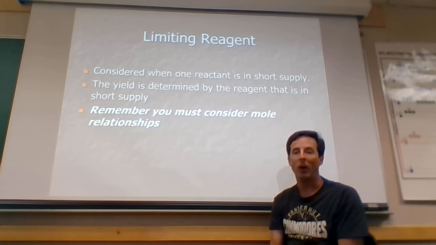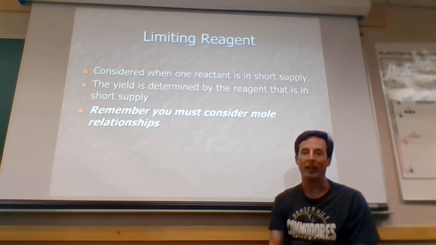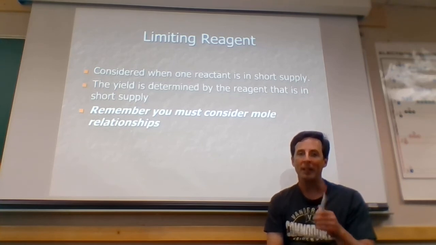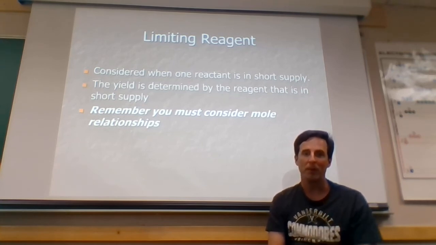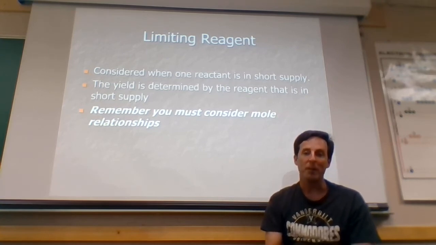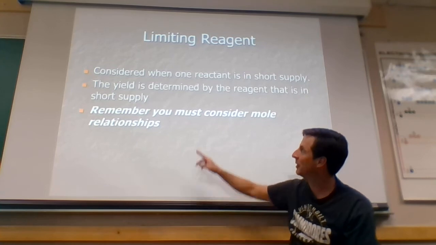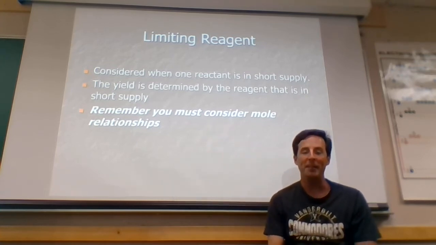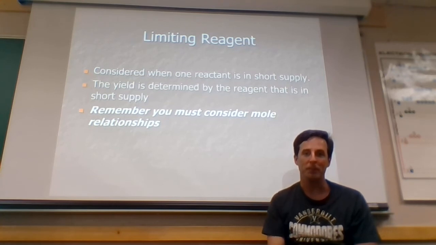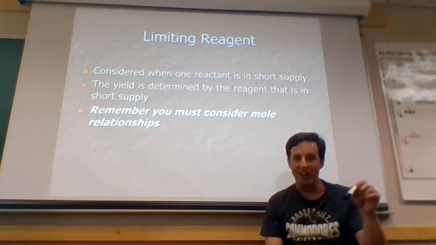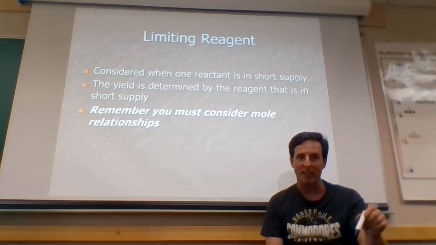When you do it though, a lot of times people will look at the numbers, and if it says 8 pieces of bread and 3 pieces of cheese, they will just pick the smaller number and say, oh, there's less cheese, so it's the limiting reagent. You got to be really careful about that, because actually the mole relationships have to be considered. Imagine if I had 8 pieces of bread and 5 pieces of cheese. If you just look at the numbers, there's only 5 pieces of cheese. It seems like that's less.